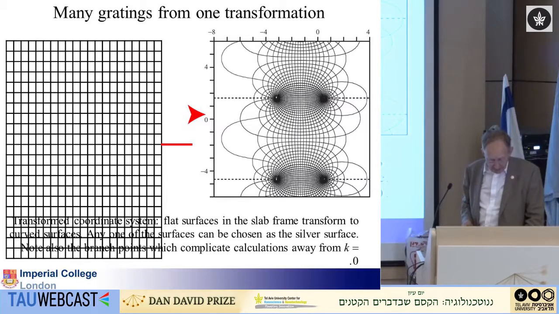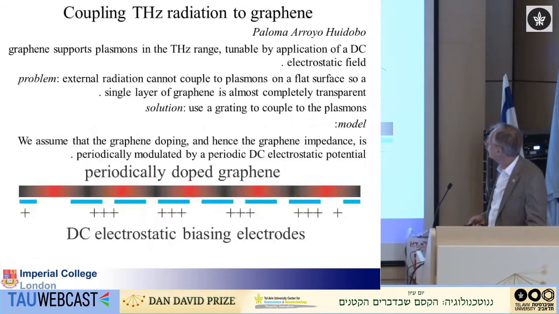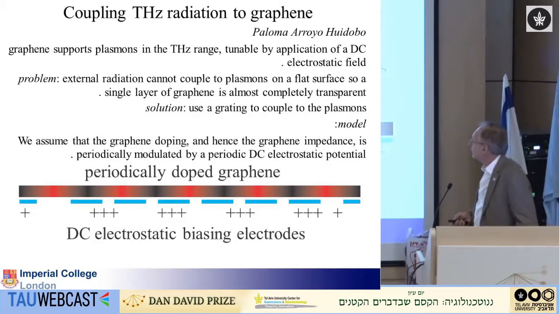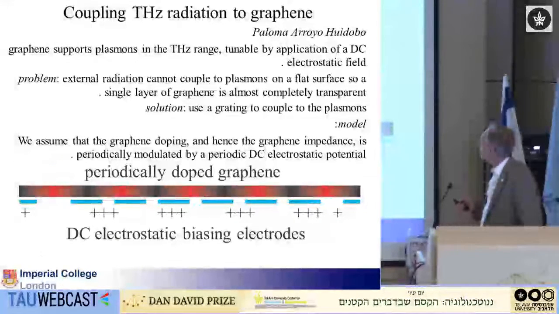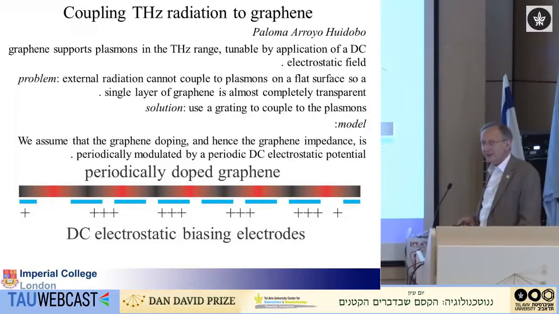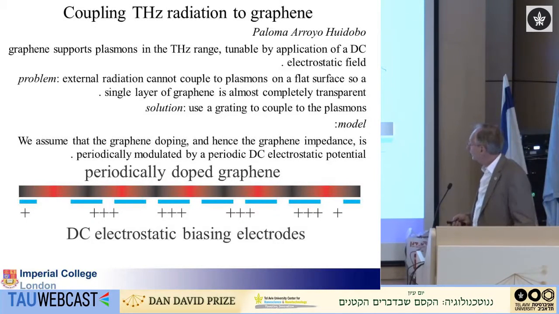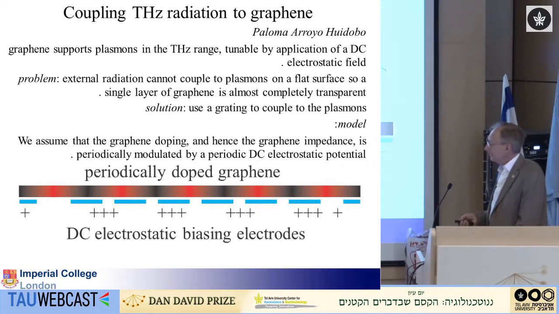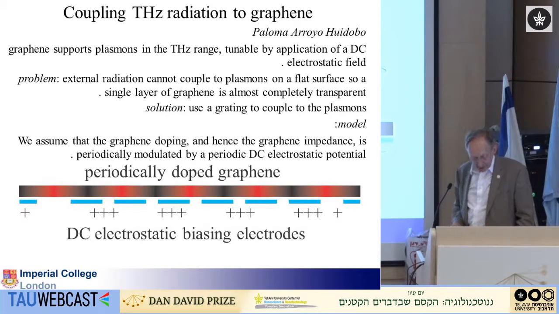And that has been exploited. This is some work by Paloma, whose name I mentioned earlier, and who you'll have a chance to see later this afternoon. And she thought about realizing this in graphene. And the great thing about graphene is that you can model this grating by simply altering the doping, which you do by putting DC electrostatic biasing outside. And if it's not DC, you can actually make this dynamic. So it's a really fun system to play with. But just let me show you some of the simple results we have.